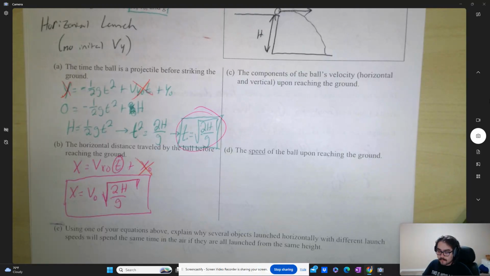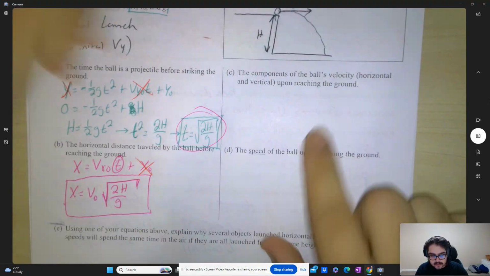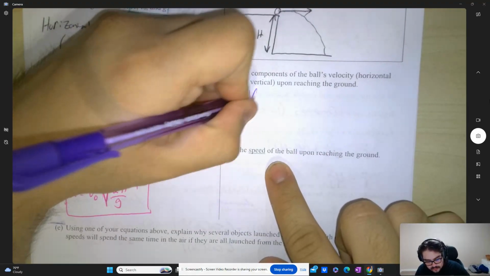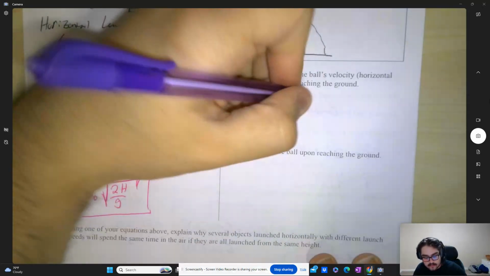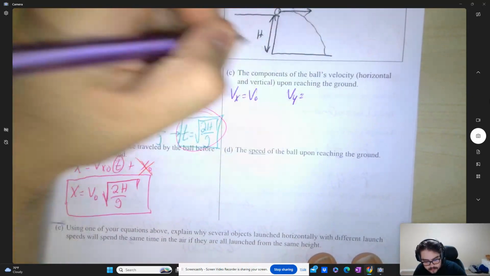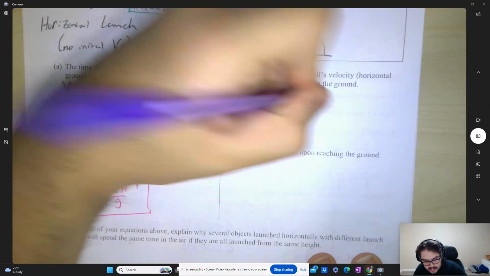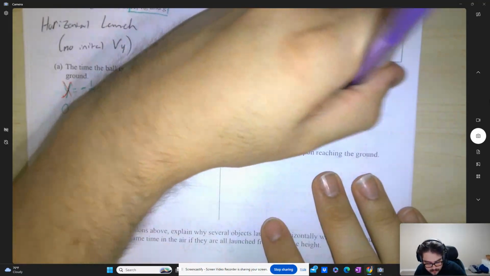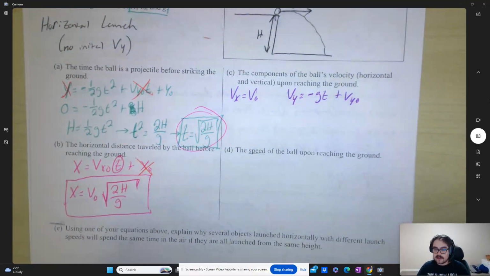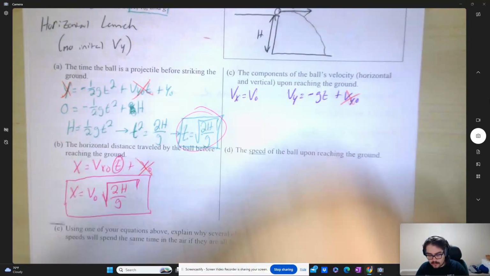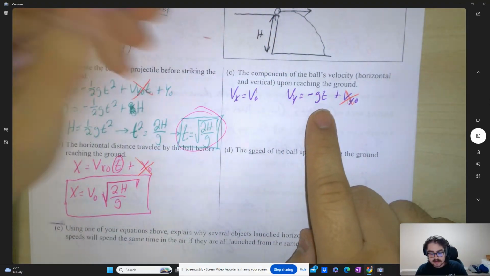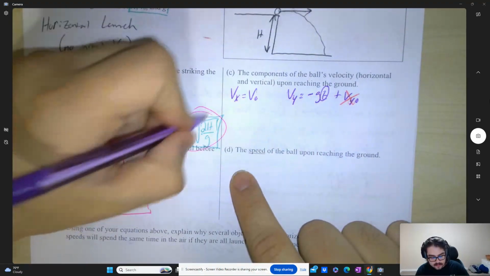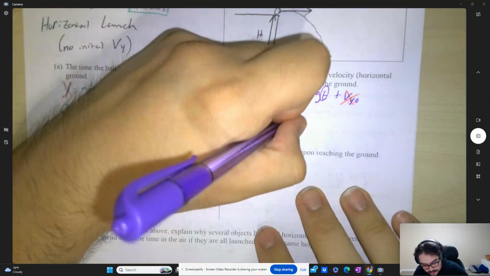Okay, the components of the ball's velocity upon reaching the ground. Well, this one is easy. The x component of velocity is just v naught because, again, it's a perfectly horizontal launch. Now, to figure out the y component, which would be negative gt, and there's no vy naught. Oh, actually, I'll write that in there. Vy naught, but there's no vy naught because it's 0. Then what we should notice is that I'm going to have to use this expression for t again.